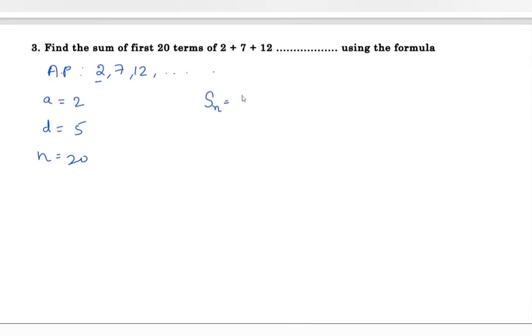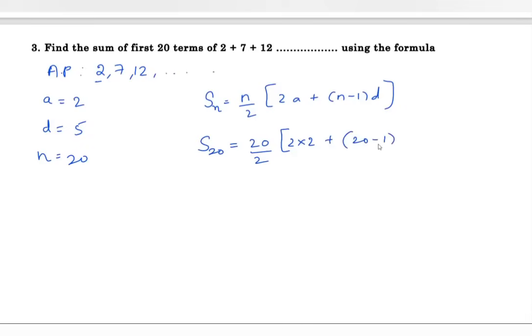Now Sn equals n by 2, 2a plus n minus 1 into d. Repeat with me the Sn formula. Sn equals n by 2, 2 times a plus n minus 1 into d. Now S20, that is the sum of 20 terms, equals 20 by 2, that is n by 2 is 20 by 2. 2 times a is 2 into 2 plus 20 minus 1, that is n minus 1 is 20 minus 1, d is 5. S20 equals 2 ones are 2, 2 tens are 20, we get 10 into 2 into 2 is 4 plus 20 minus 1 is 19 into 5.